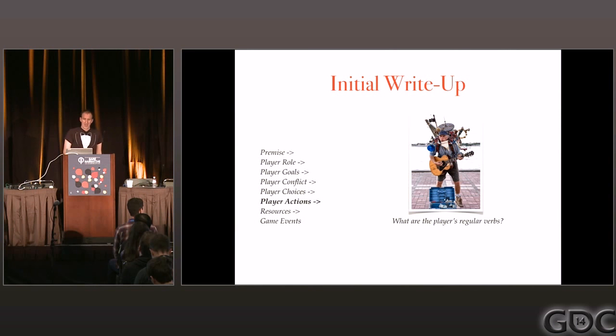And you also want to write down actions here. So actions and choices, that's a sort of a fine-grained distinction, but think about it in terms of this one-man band. His choices are where to play and when to play, and his actions are his player verbs, his guitar, his cymbals, his drum kit. When he plays those things, those are his, playing the drums, playing the guitar, those are his verbs.